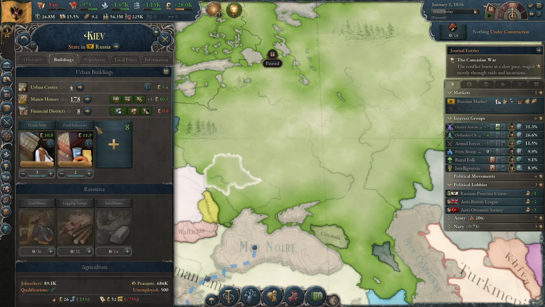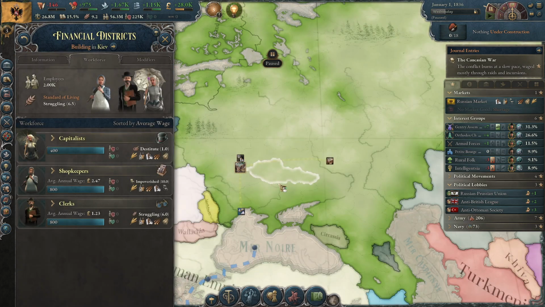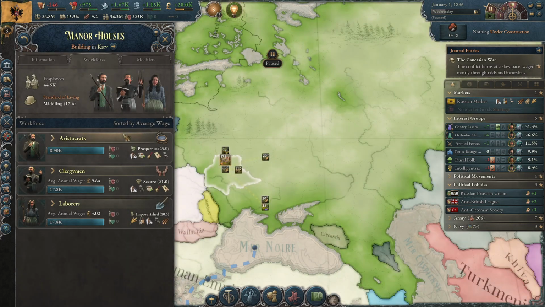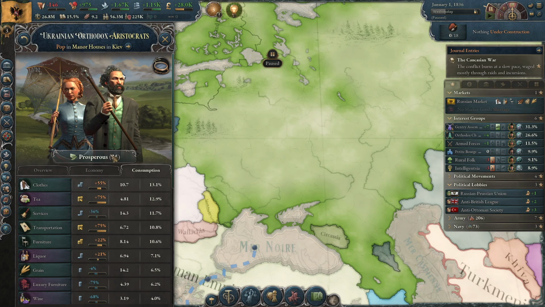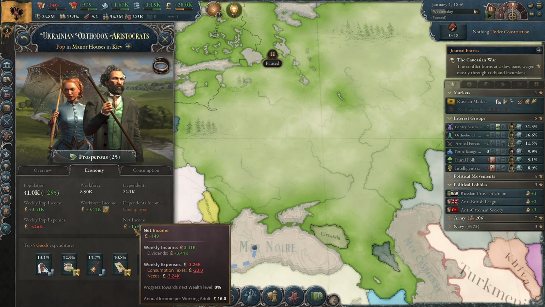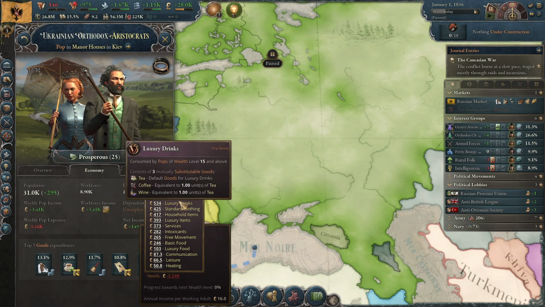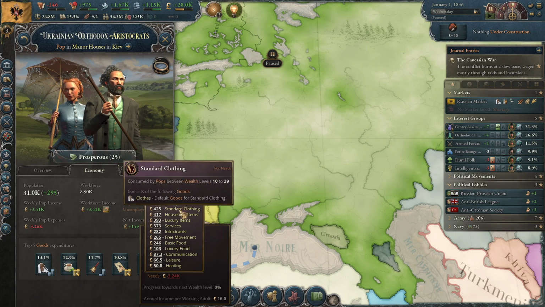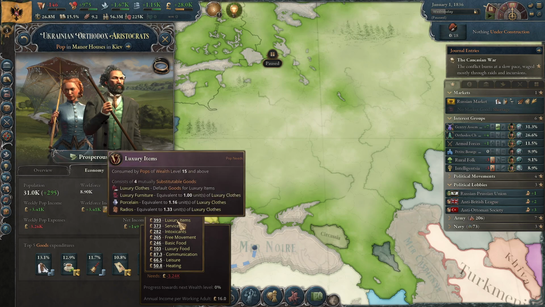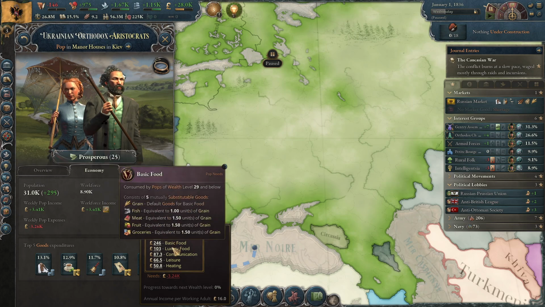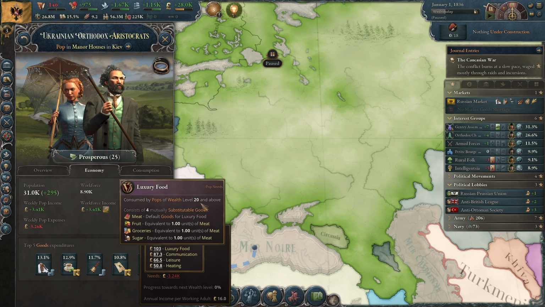Now, if we go to a much richer pop, say our capital... Oh, these capitalists are poor. Hang on. Here we are. If we go to our aristocrats who are prosperous, we see one of their biggest demands is actually tea right now. It's very expensive. And if we go over to their needs, we can see they have a lot more demands. They start demanding luxury drinks at level 15. They start demanding standard clothing at level 10. Luxury goods at 15. Services at 10. They start demanding luxury foods at 20. Grain no longer fully sates their consumption needs.